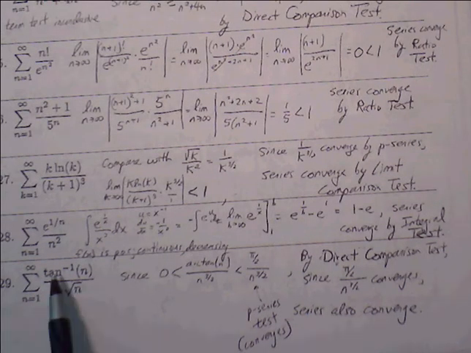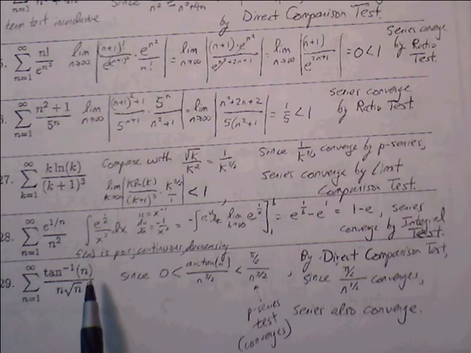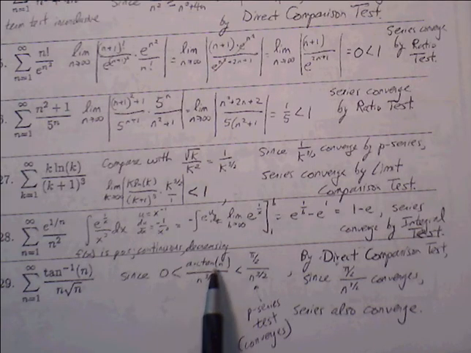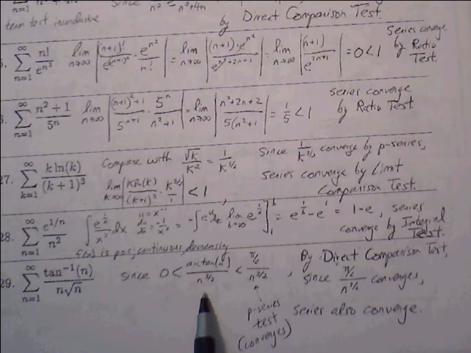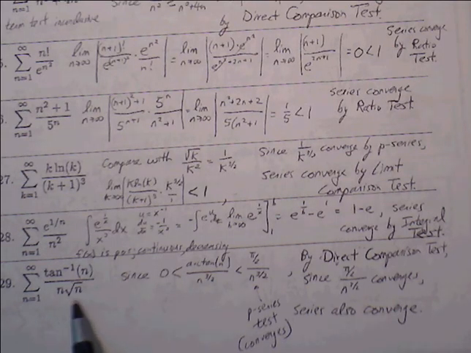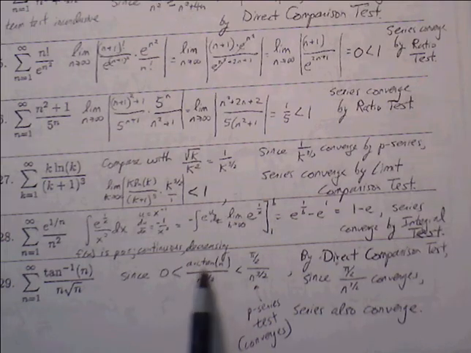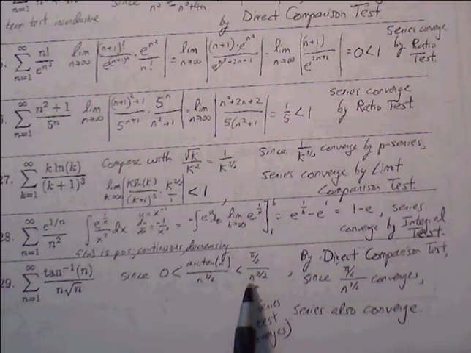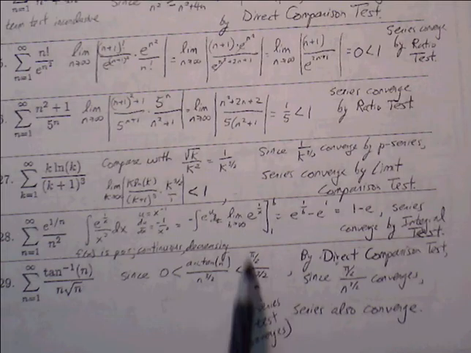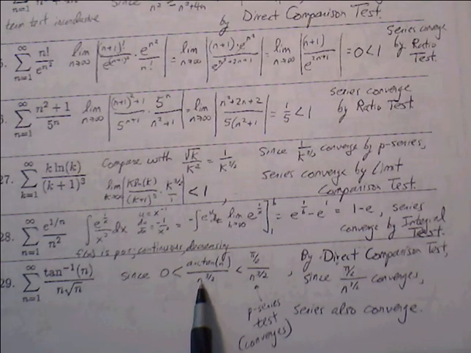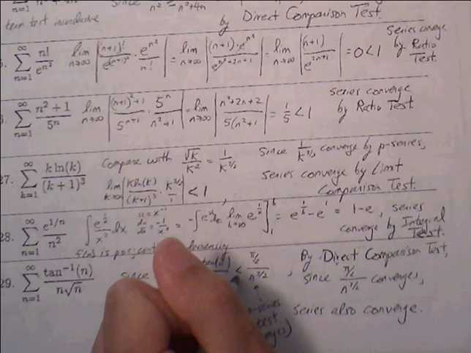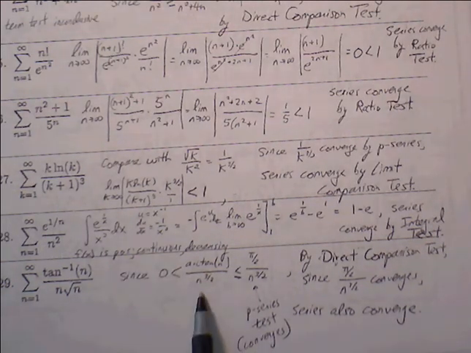29, the arctangent of n. We know arctangent of n over n to the 3/2, that's essentially what happens here, n times square root of n. We know arctangent of n as n approaches infinity will approach pi over 2. And we know pi over 2 over n to the 3/2 is going to be greater than or equal to arctangent of n over n to the 3/2. We know this series will converge by the p-series.